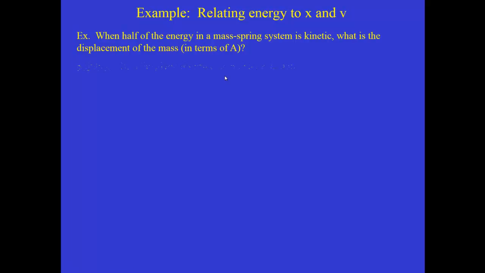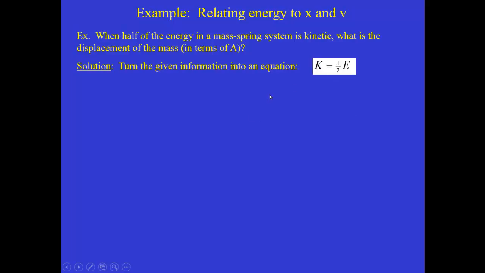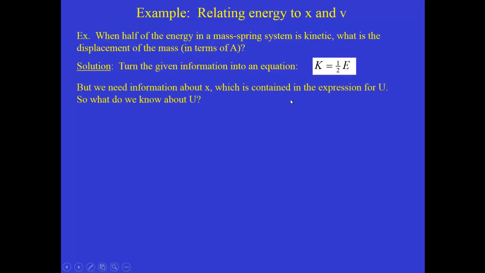So we can simply solve this problem by turning the given information into an equation. What does it mean that half of the energy is kinetic? It also means that half of it is potential. So half of the total energy being kinetic means that the kinetic energy is half of the total energy. Since we're trying to find the displacement, x, we would like to use some information about the potential energy, since the kinetic energy is related to the velocity, but the potential energy is related to the position.